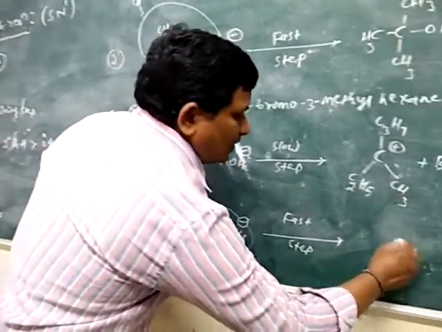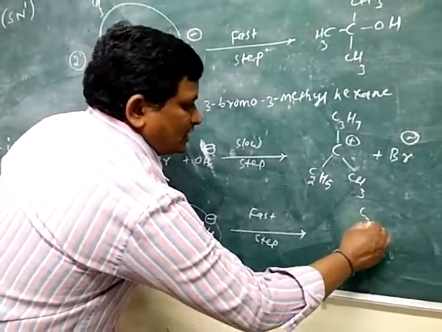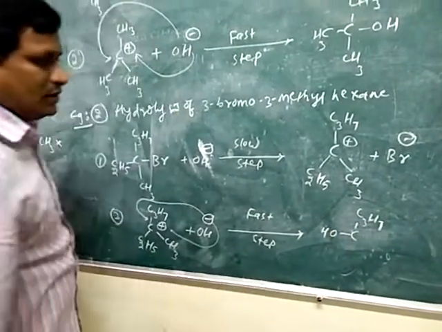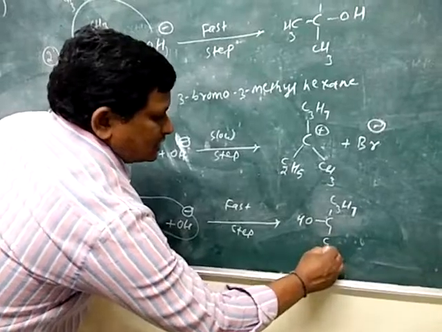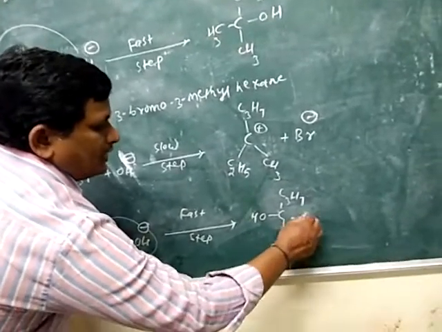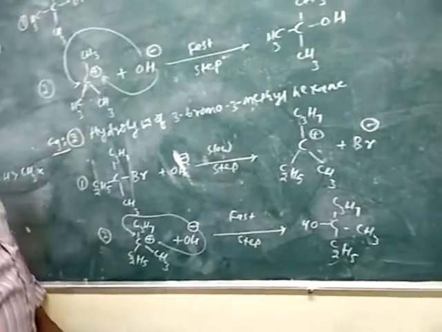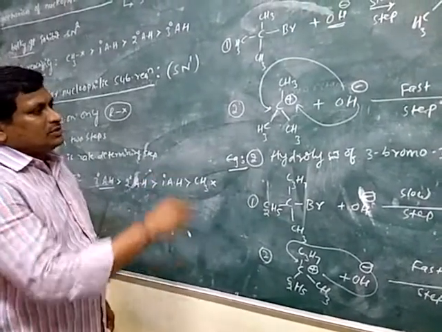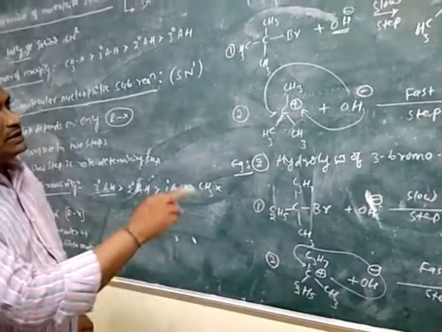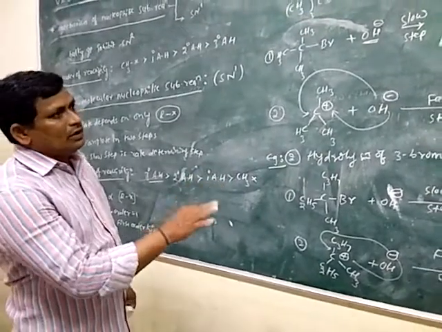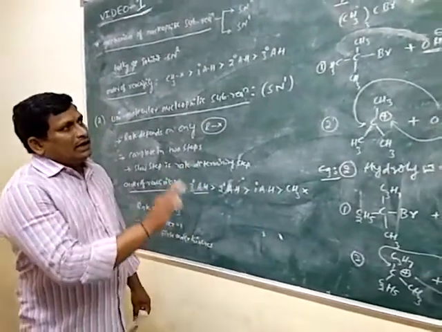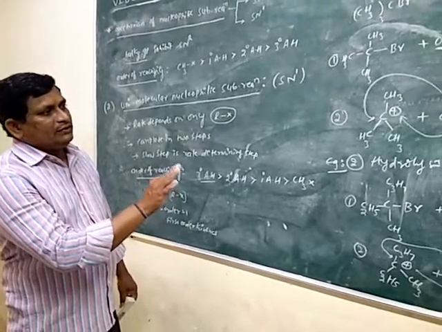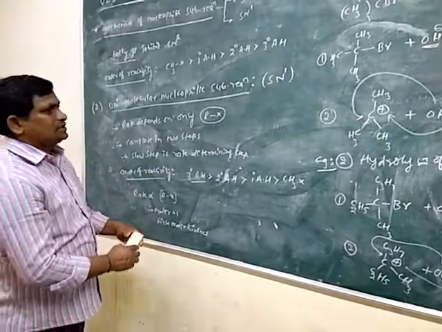Now the obtained compound is C3H7, C2H5, CH3 and OH on the same carbon. This mechanism is a unimolecular substitution reaction. In this reaction, the rate depends only on the alkyl halide. So the order of this mechanism is 1. It is a first order kinetics reaction.